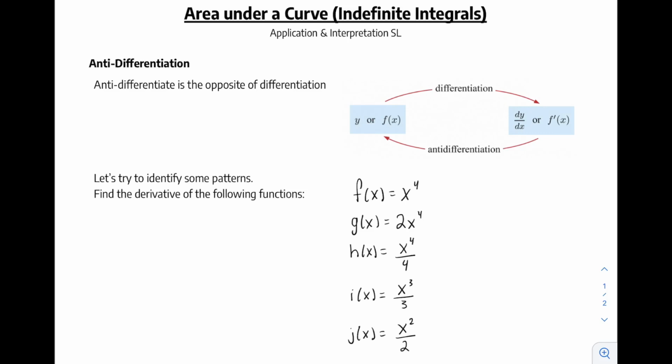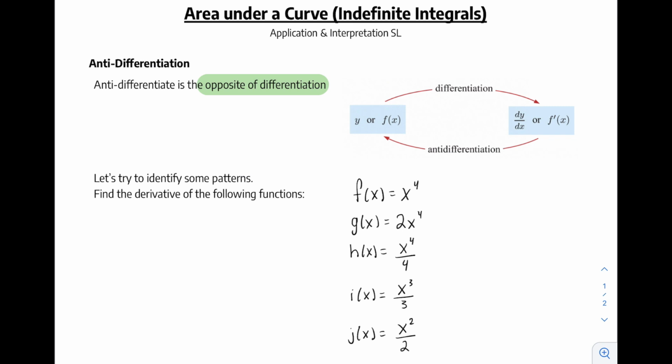In this video, we're going to talk about indefinite integrals, and I'll explain what they are a little bit later. First, we need to find what is called an anti-differentiation. So we're going to be doing the opposite of what we were doing with differentiation. And before I tell you the rules of how to find the antiderivative, we're going to try and find what the pattern is for all of these.